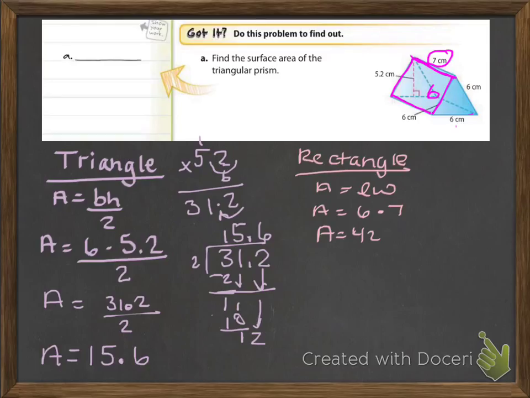So now what I would like to see is that you've added them all together. So I'll show you up here what that looks like. As you can see, I've color-coded it for you. You can see the two 15.6s. You can also see the three 42s.